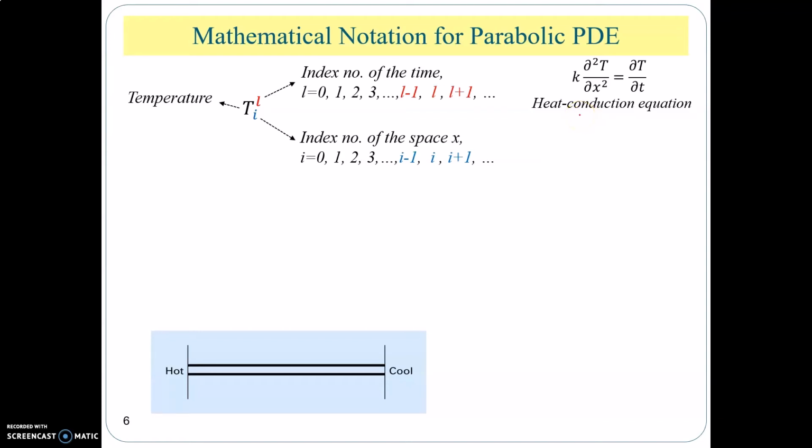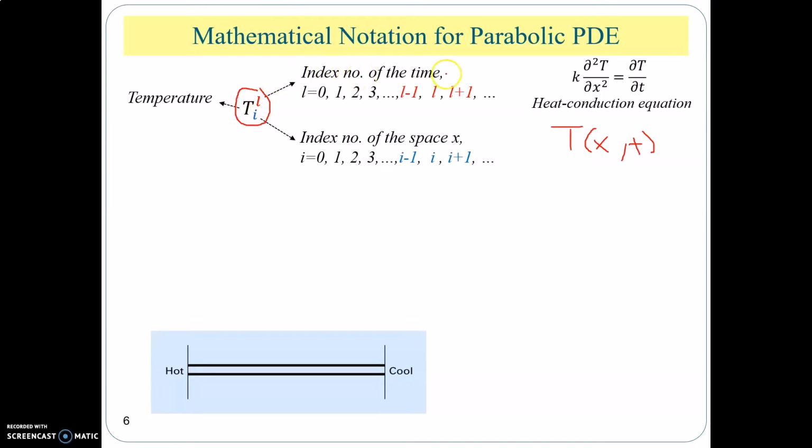In this study, we are going to solve the heat conduction equation, which is a parabolic PDE, and obtain the solution temperature with respect to x dimension and time. So the temperature here can be written in the mathematical notation T_i^l, where l is equal to the index number of the time.